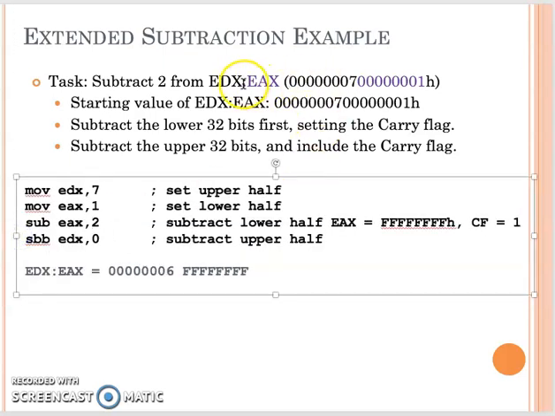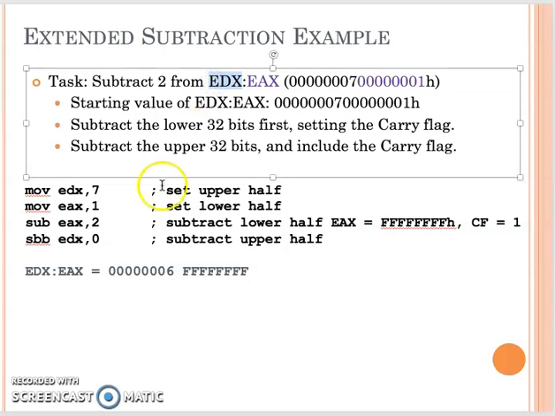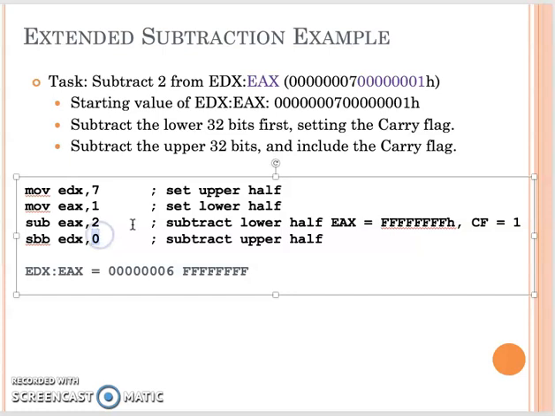Then when we subtract the EDX, because we only subtract by 2, only EAX will minus 2, but EDX will subtract 0. But this one, we don't use SUB. In order to include the carry flag value from the previous 32-bit operation, here we use SBB. This SBB will still use the EDX minus 0, but in addition to that, this EDX will also subtract the carry flag value. So 7 minus 1. That's why our final value is here.